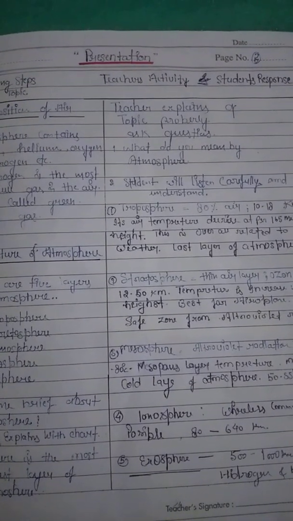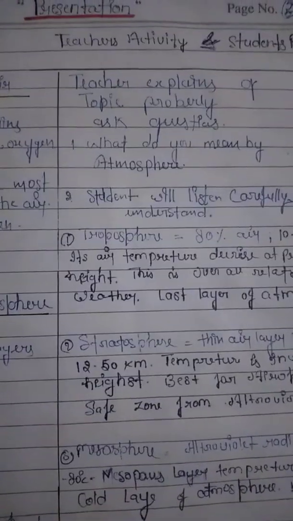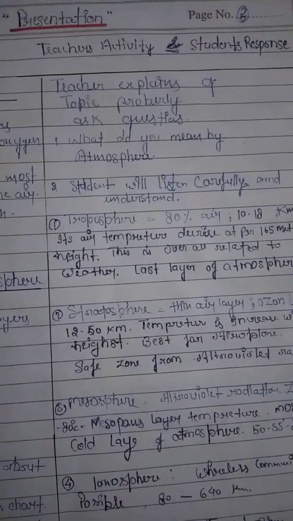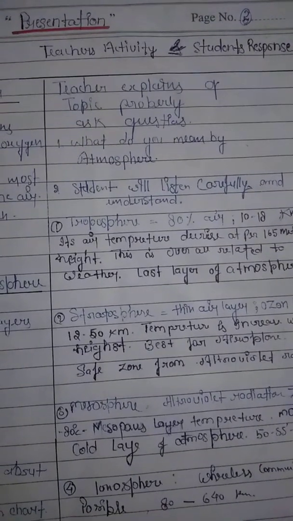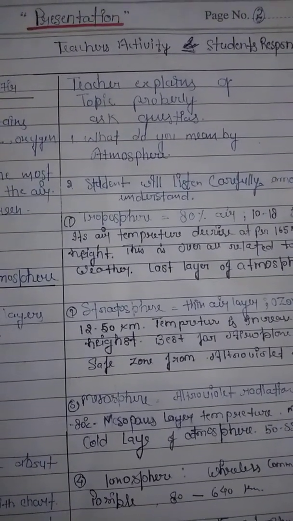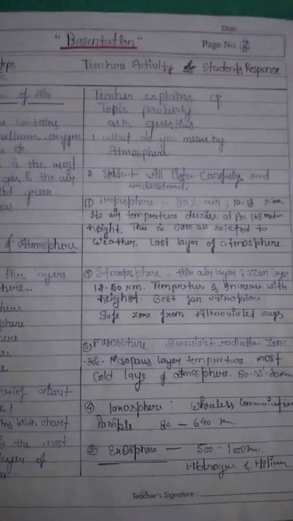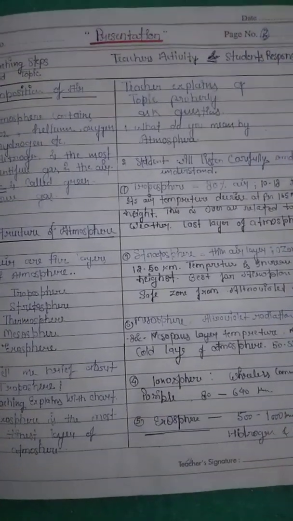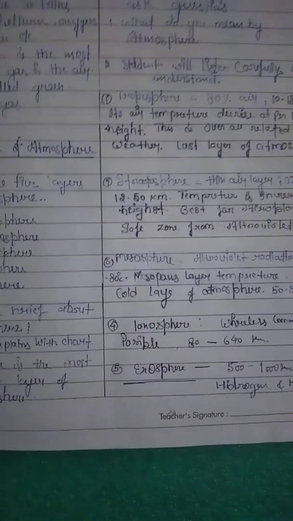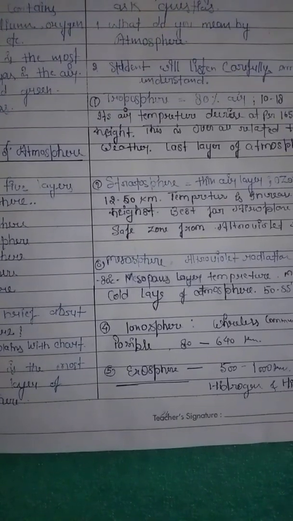The teacher explains the topic properly, then asks questions. Which type of question can you ask? Here in the presentation section, you can ask, what do you mean by atmosphere? The student will listen carefully and understand. You should explain every layer of the atmosphere deeply, and also tell about their composition. Here further I tell you troposphere, stratosphere, mesosphere, ionosphere, and exosphere are the main five layers of the atmosphere.